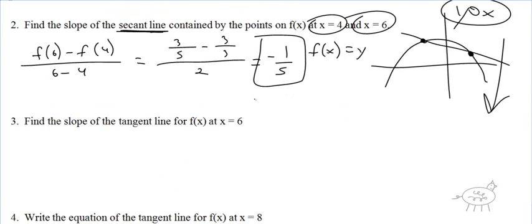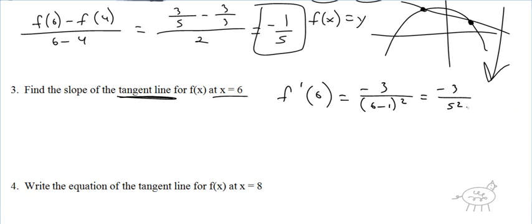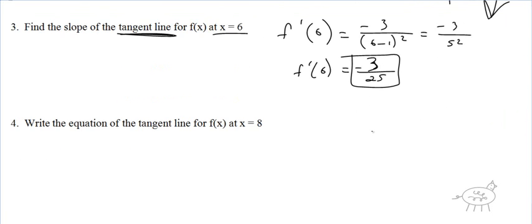Pretty easy. Find the slope of the tangent. The tangent line. So what are you going to do? Plug it in the first derivative. F prime of 6. Really easy. So we get negative 3 over, making sure you plug it into that second equation, right? So it's going to be 6 minus 1 squared. So negative 3 over 5 squared, or negative 3 over 25. Okay, that's the slope.